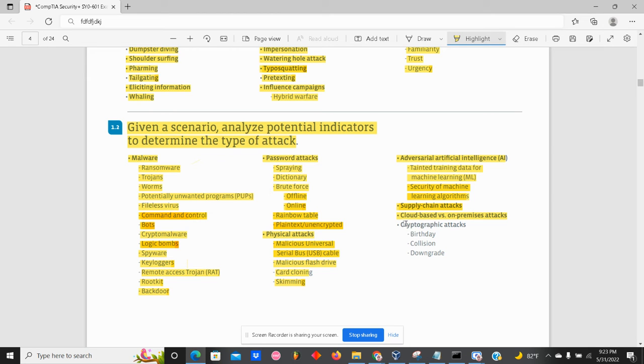Cloud-based and on-premise attacks. You don't necessarily need to know about this one, so it's okay to ignore it.